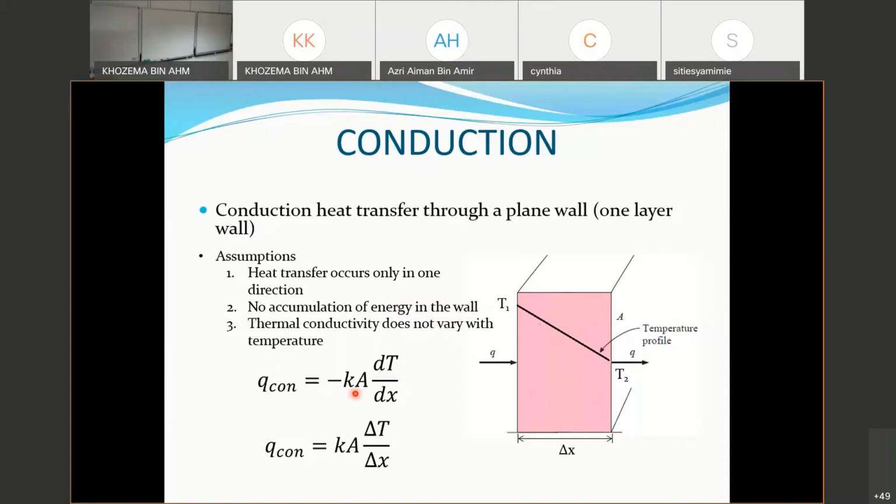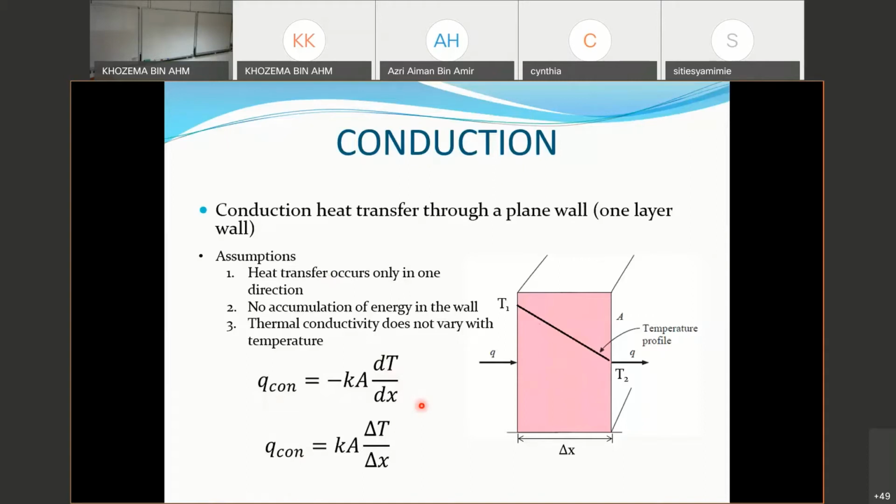So this is an ideal situation. In real life applications, K value will vary with temperature. There will be accumulation, which is that most of the time the system is in unsteady state, and heat transfer will happen in all directions. But for our case, we'll be looking at this. So this is again our first equation just now. Q is equal to negative kA dT over dx.